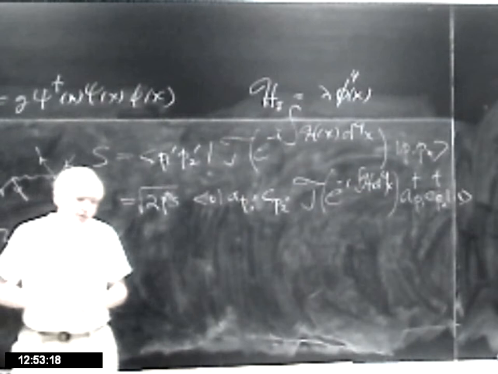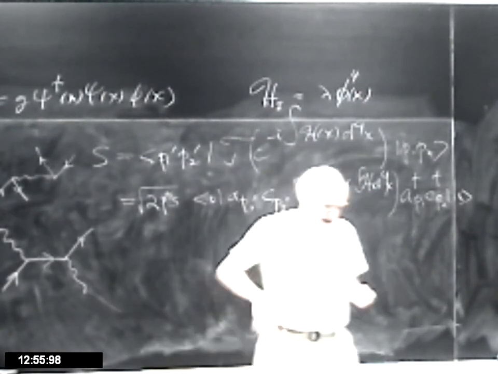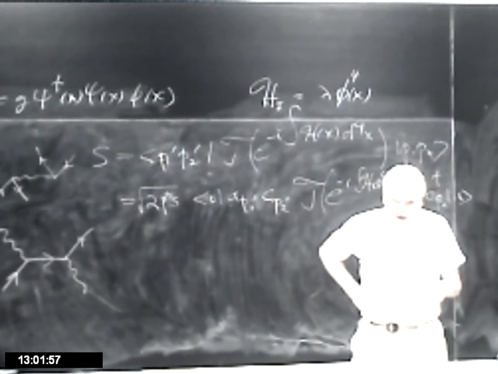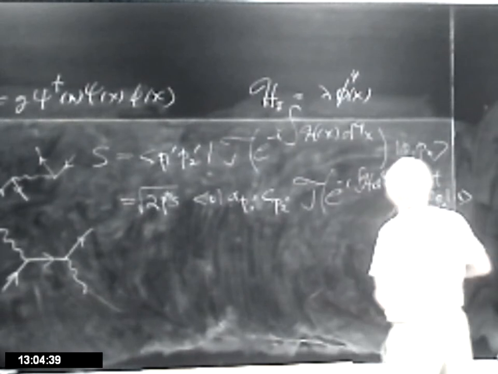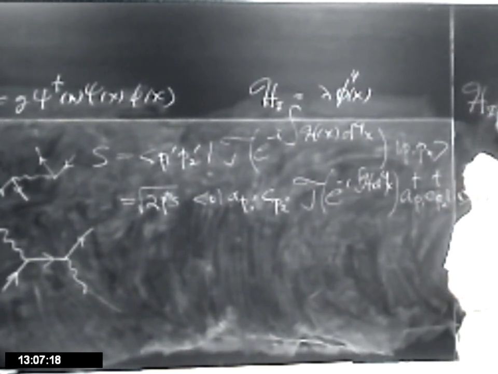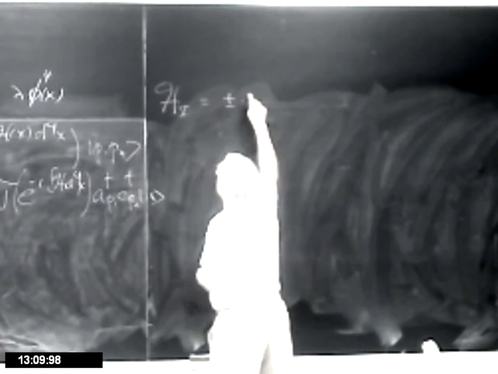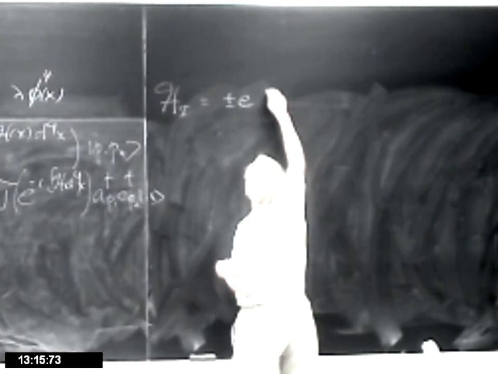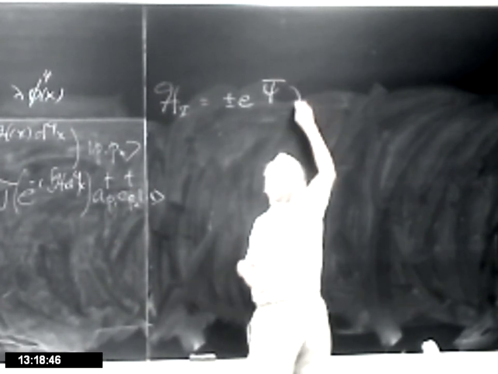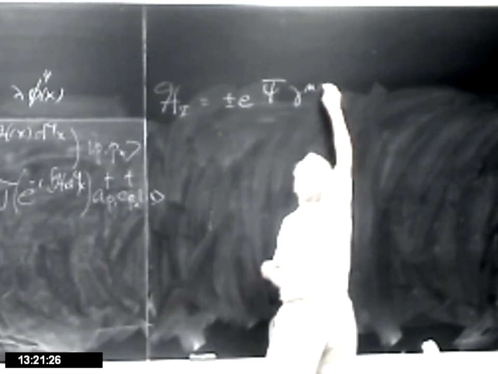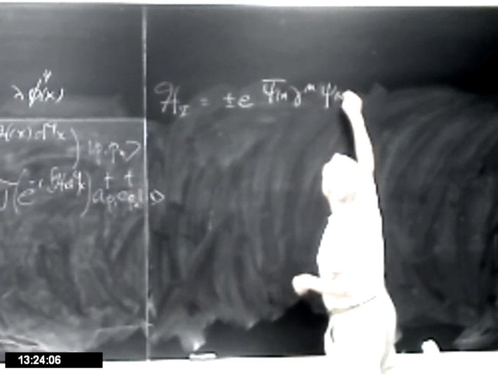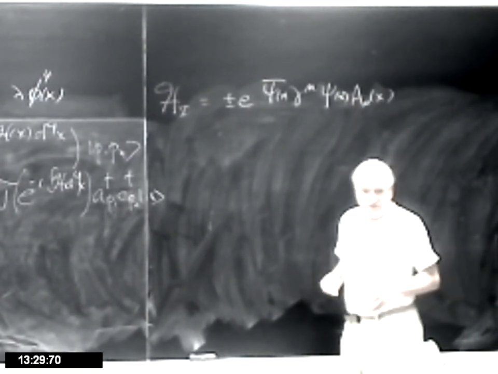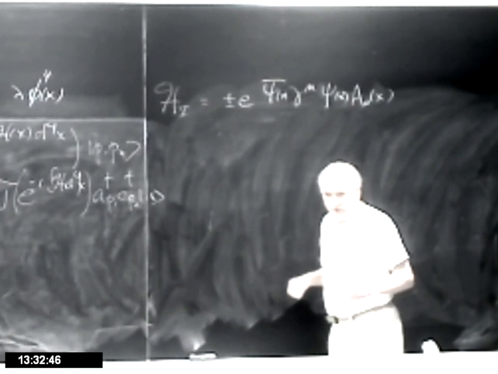Now, in the real world, what you've got is one theory that you can consider by itself to high accuracy, which is just quantum electrodynamics. And then the interaction Hamiltonian is, I'll say, plus or minus e, because e can have either sign. And then it would be psi bar gamma mu psi A mu of x. That would be quantum electrodynamics.